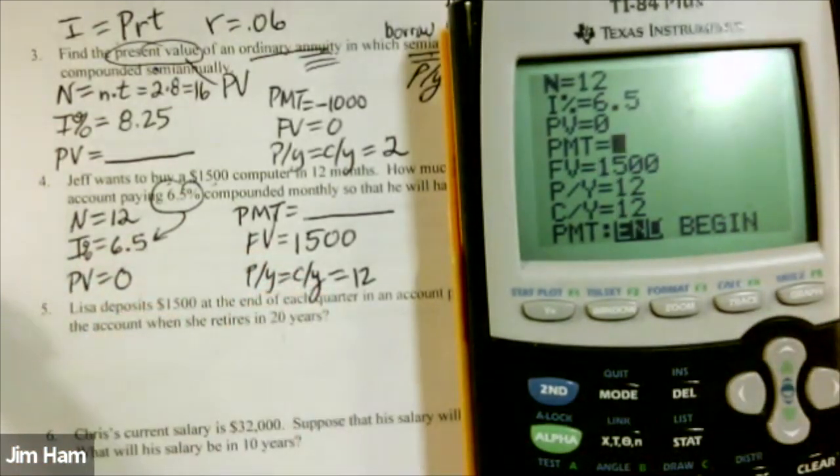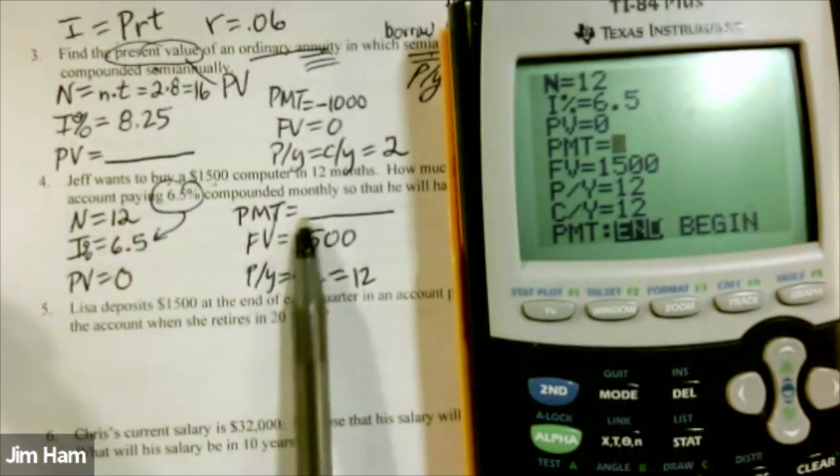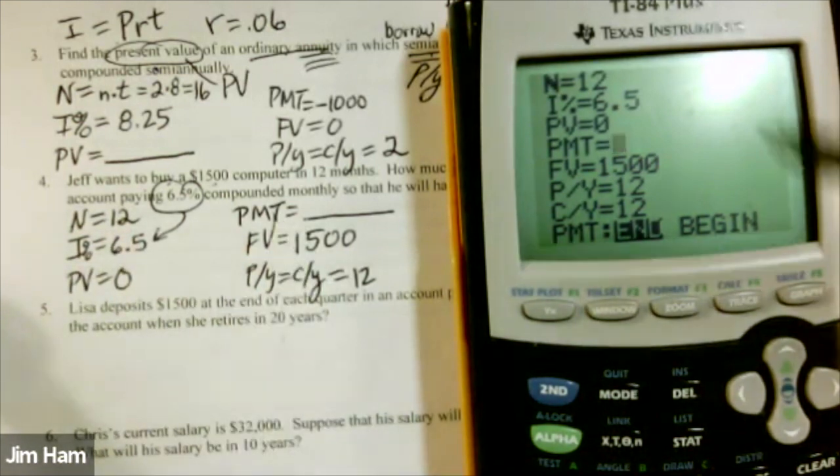All right, so get all the numbers in there except for the one you want to calculate. Put your cursor right there at payment, and then alpha enter. So it's not $125 each month. You only need to invest $121.31.